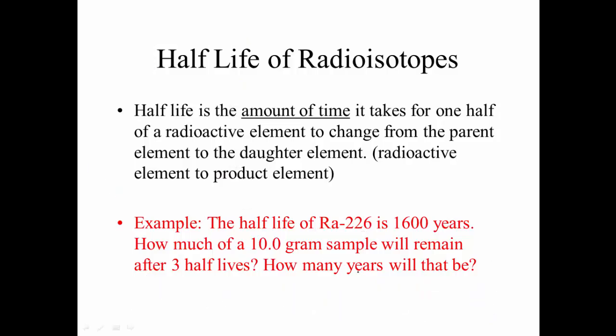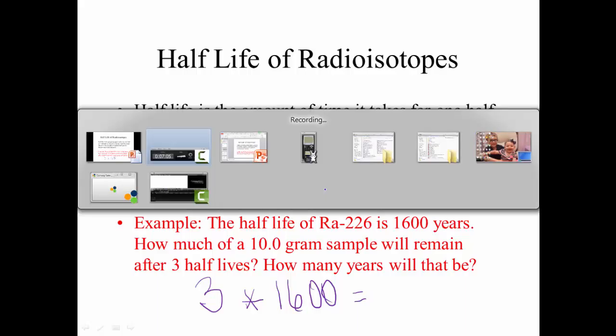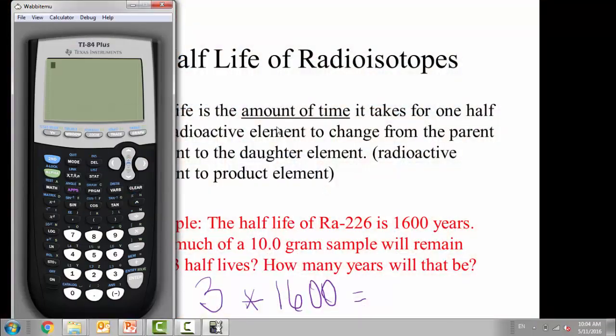To answer the second question, how many years will that be? This is easy. It's just multiplication. You think to yourself, well, I had 3 half-lives, and each half-life was 1600 years, so you just multiply 3 by 1600. If you can do that in your head, awesome. If you want to use a calculator, you can use a calculator.